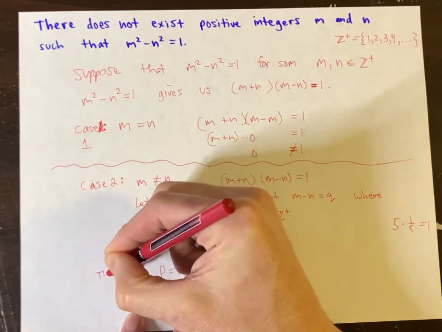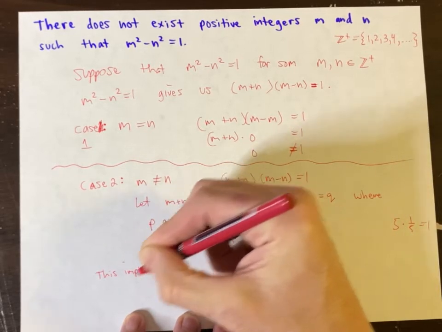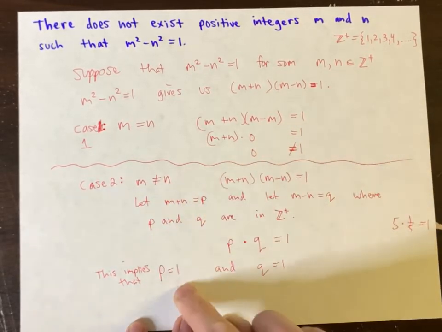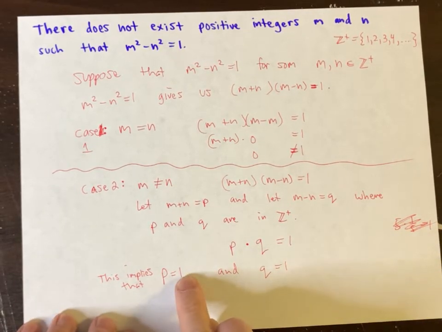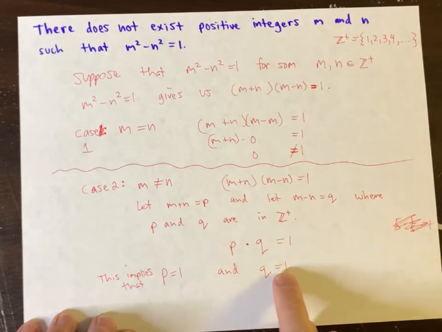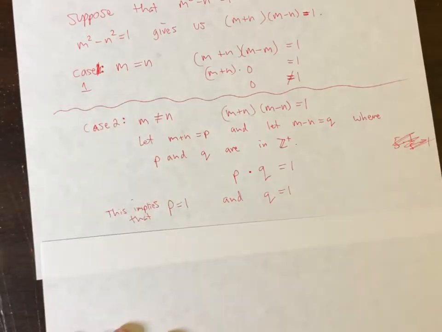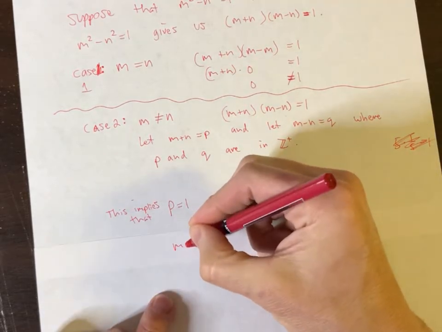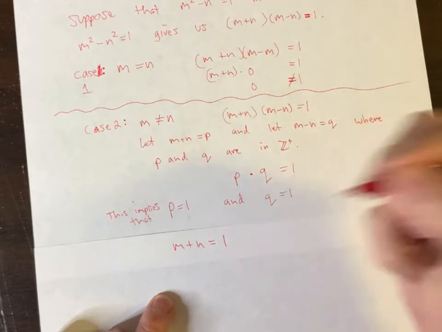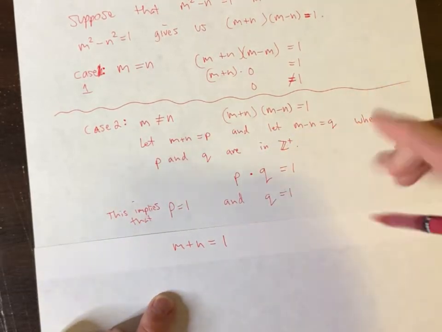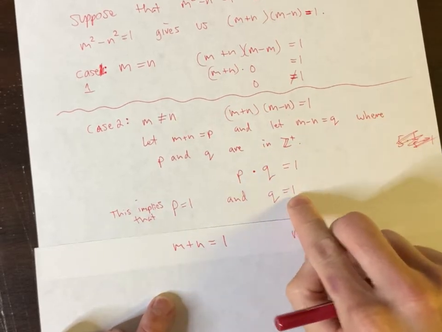So I'll just say this implies that p equals 1 and q equals 1. So let's take 1 and plug it in for p there. Take 1 and plug it in for q right there. So let's write these equations down here again. We know that m plus n, which equals p, has to be 1. And we know that m minus n, which equals q, also has to be 1.